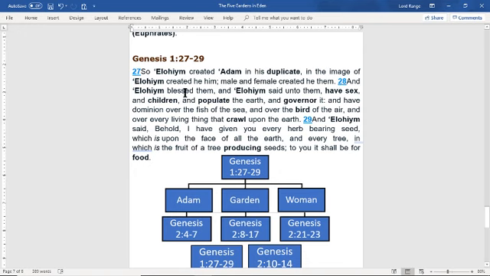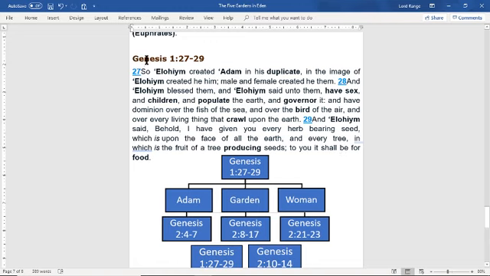It says, and Elohim blessed them, and Elohim said unto them, have sex and children, and populate the earth, and govern it, and have dominion over the fish of the sea, over the birds of the air, and over every living thing that crawls upon the earth. And Elohim said, behold, I have given you every herb-bearing seed which is upon the face of the earth, and every tree in which is fruit of a tree producing seeds. To you it shall be for food.